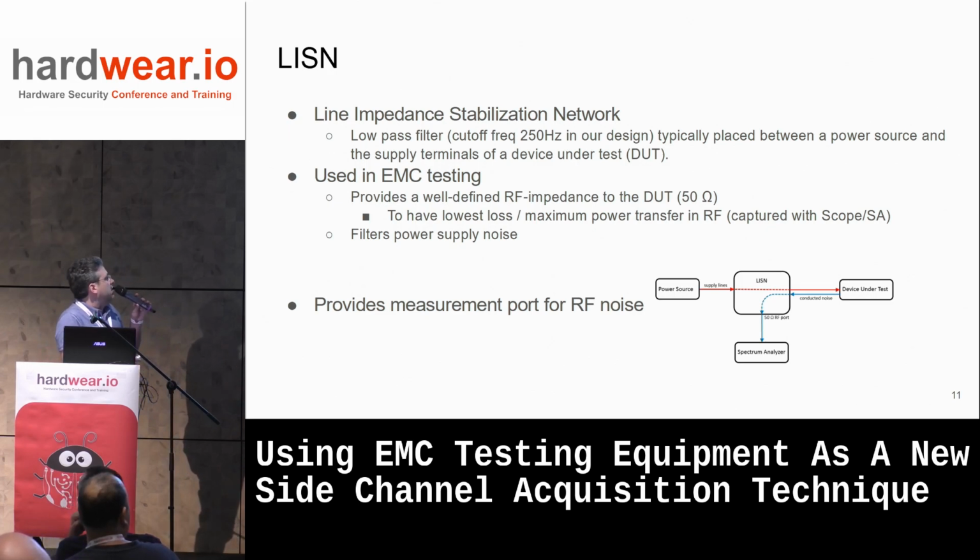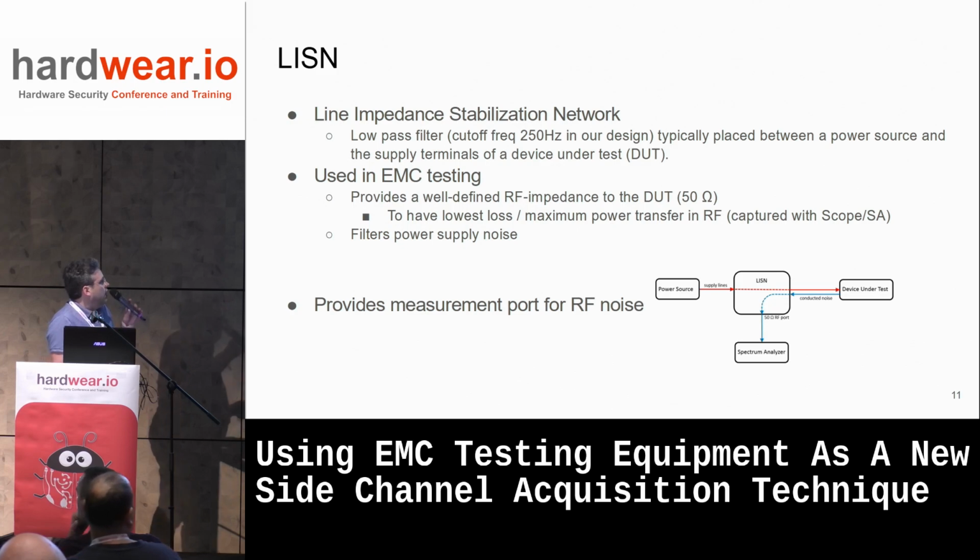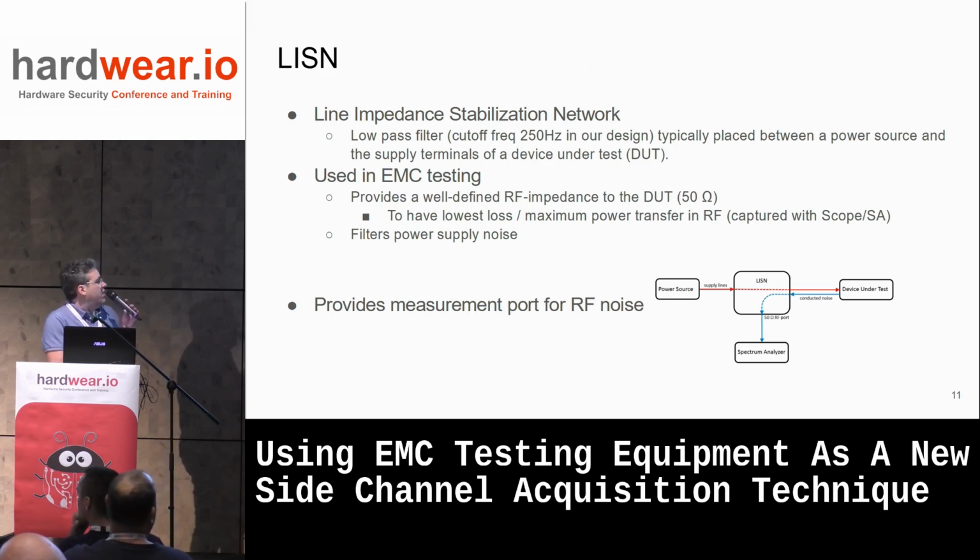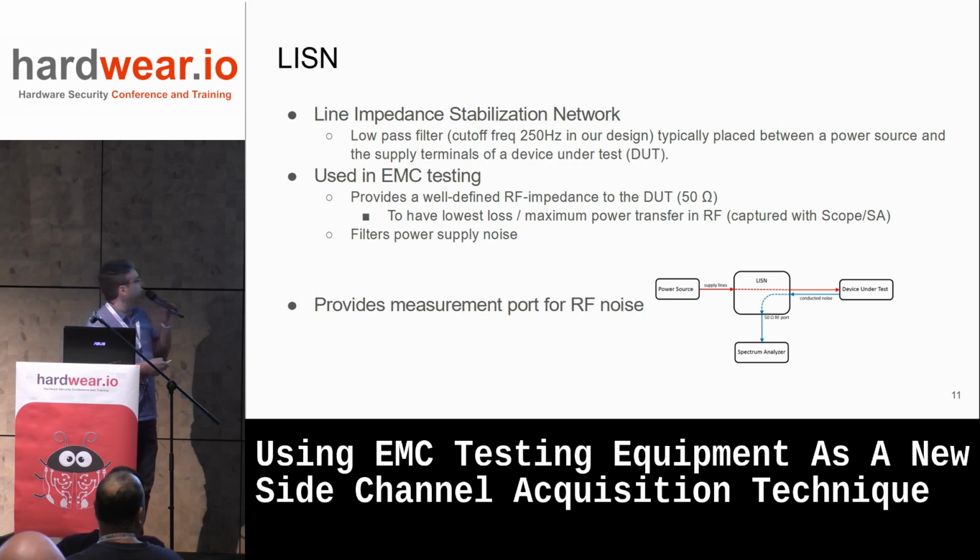Used in EMC testing, like I told you, provide a well-defined RF impedance to the DUT. What we want is to match it to 50 ohm impedance. So why 50 ohm impedance? It is to have the lowest loss and maximum power transfer in RF, in radio frequency, captured with an oscilloscope or a spectrum analyzer. Today we will see only the oscilloscope, because the spectrum analyzer is not very useful for side channel analysis.